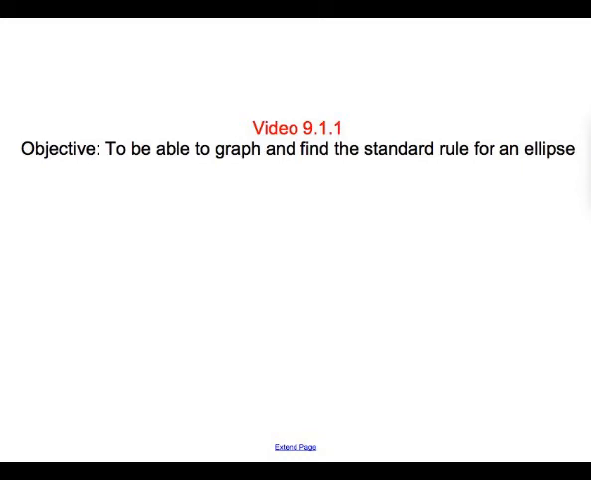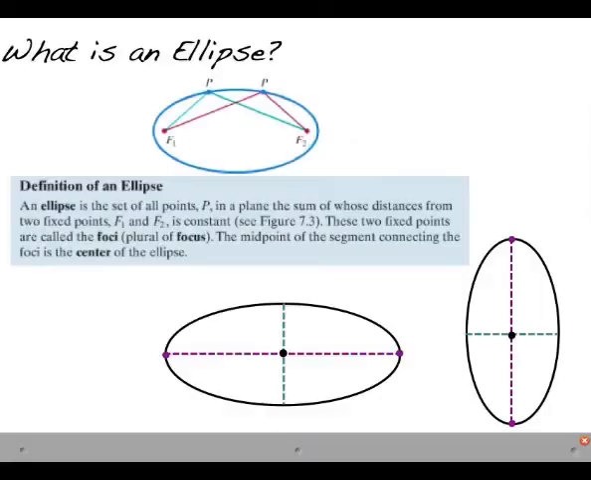This is video 9.1.1, and the goal of this video is to be able to graph and find the standard rule for an ellipse. So you've already talked about the definition of an ellipse in class, but just to recall, it's all points in a plane whose sum of the distances from two fixed points is constant.